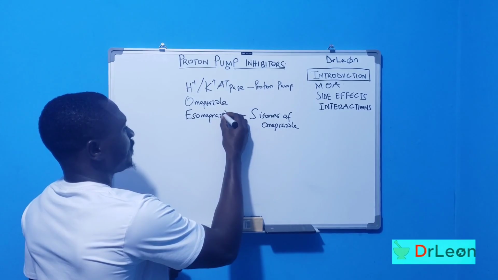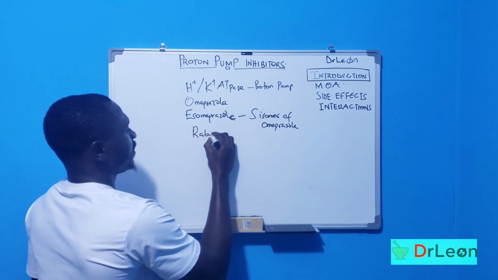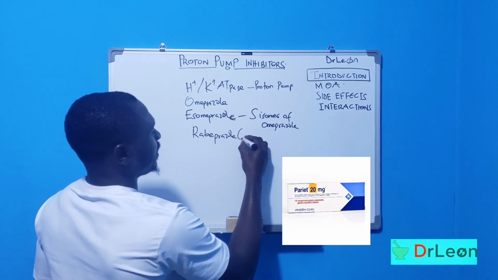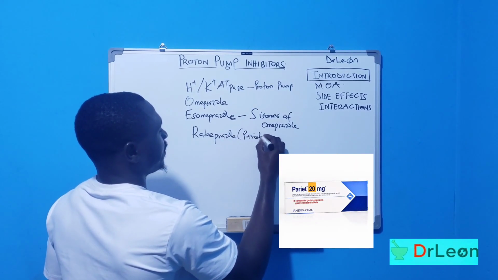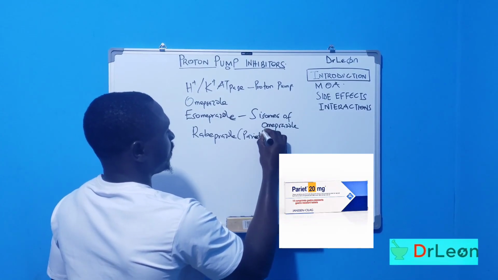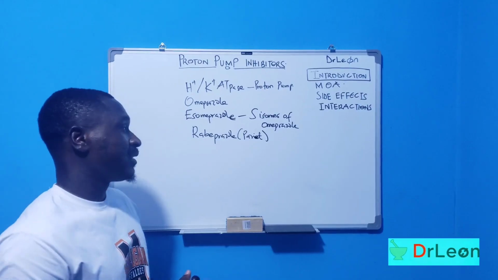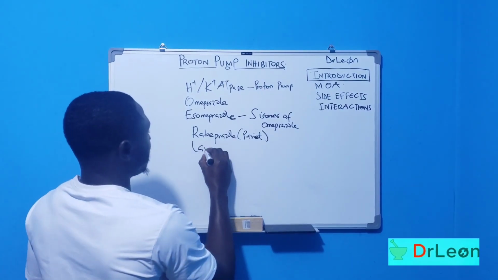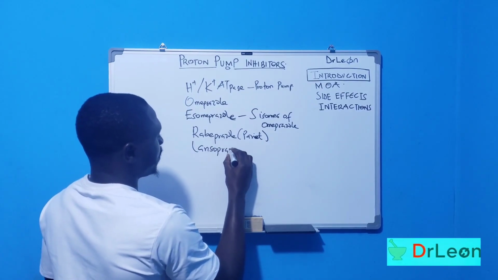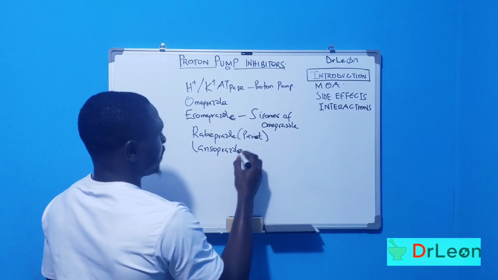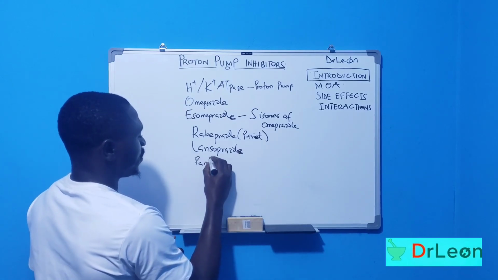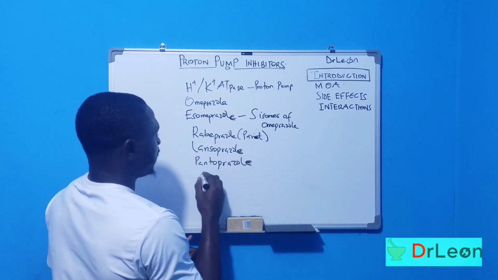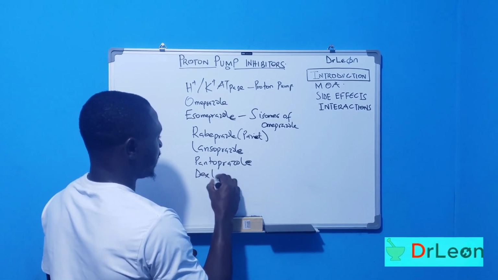We also have rabeprazole. One of the common brand names is Pariet. This also has a rapid onset of action. We also have lansoprazole and pantoprazole.